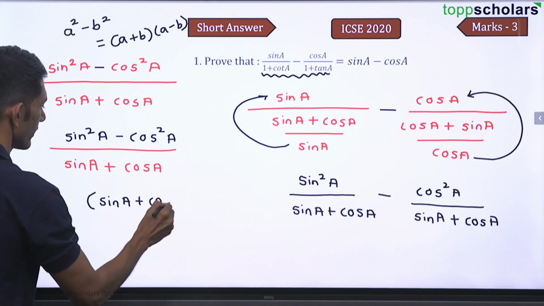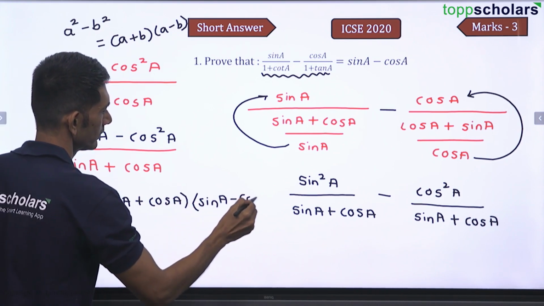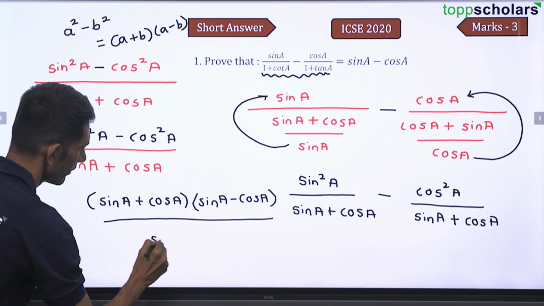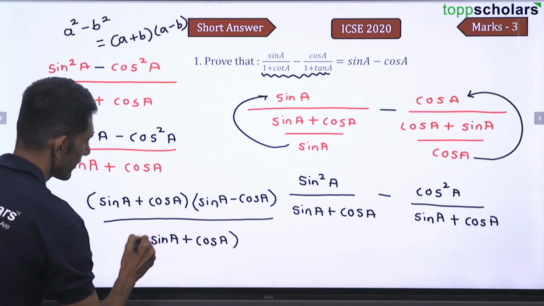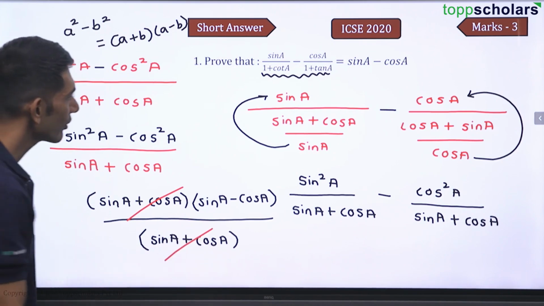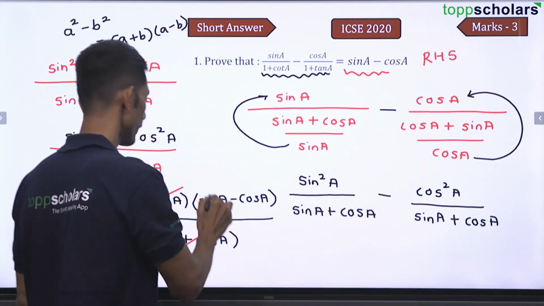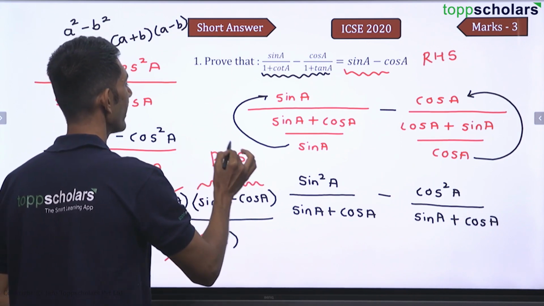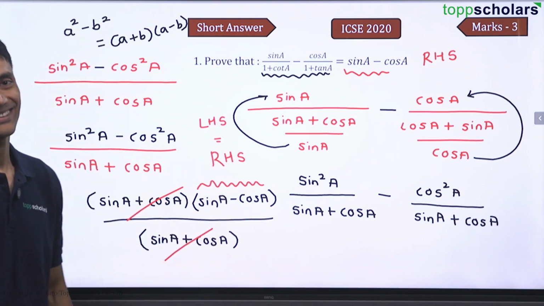So this gives you sin A plus cos A into sin A minus cos A divided by sin A plus cos A. Can I cancel sin A plus cos A? Yes. What will remain? Sin A minus cos A. And that is nothing but your RHS. Right? Because if you see this, only this part is pending here. Rest all is cancelled. That gives you your RHS. So we have proved that your LHS is equal to RHS, and that's it.